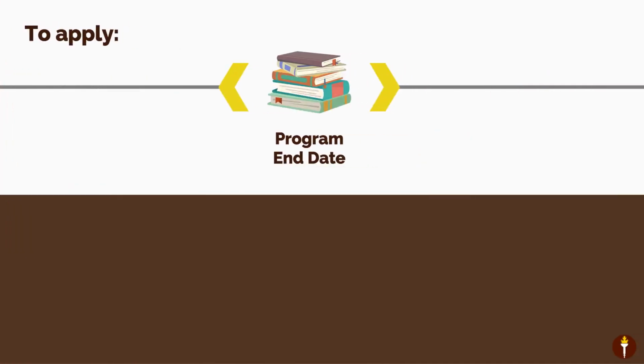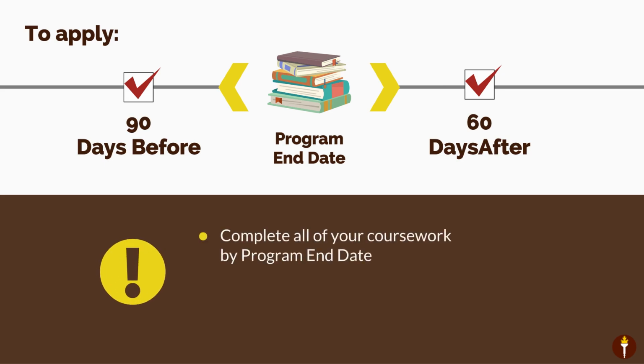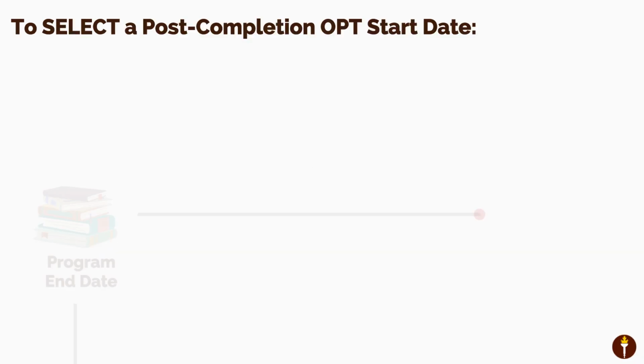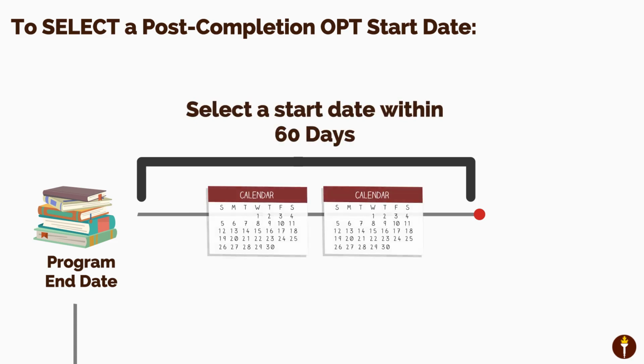You can apply for post-completion OPT up to 90 days before and up to 60 days after your program end date. You must complete all of your coursework by your program end date in order to be eligible to begin working on post-completion OPT. Theses and dissertations are considered separate from coursework. To select a post-completion OPT start date, you will need to select a start date within 60 days of your program end date. To determine this, you will need to check your employment status.